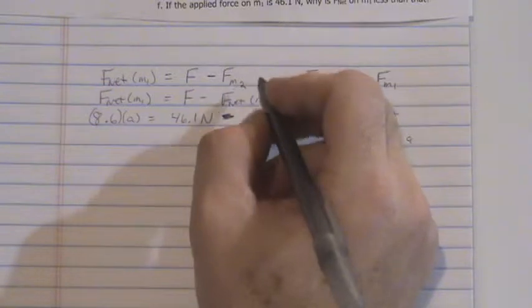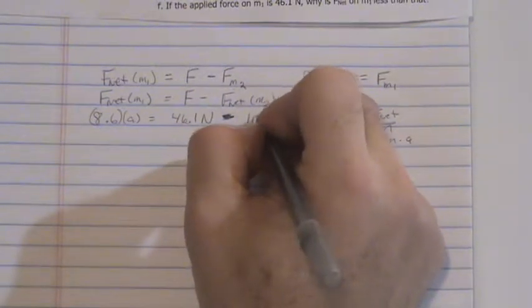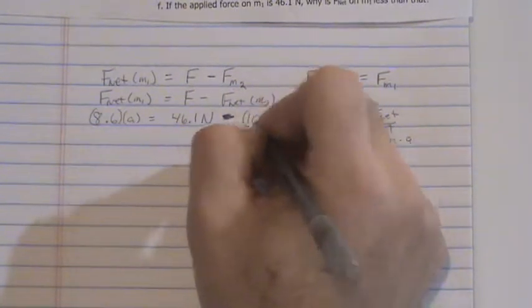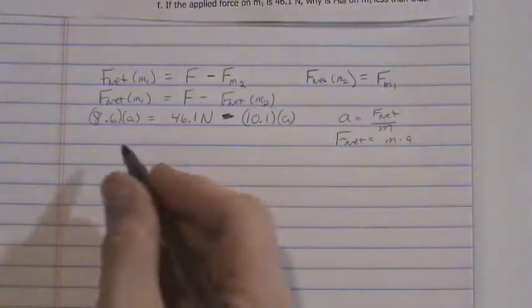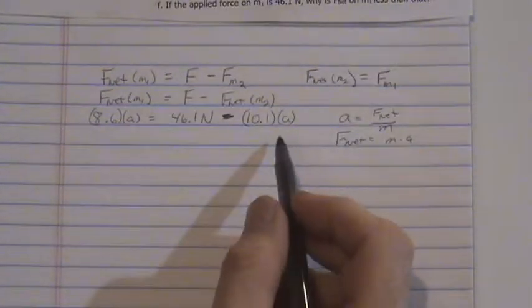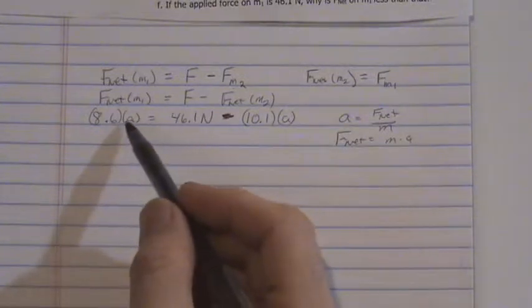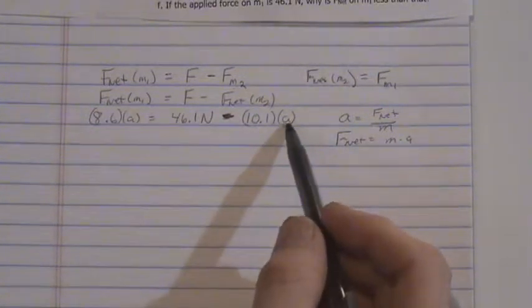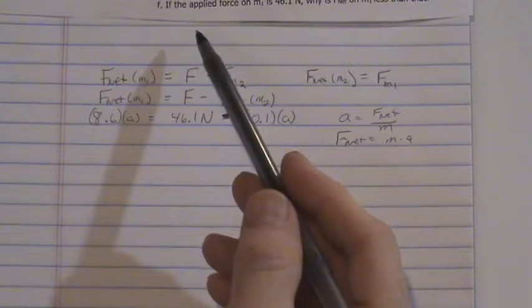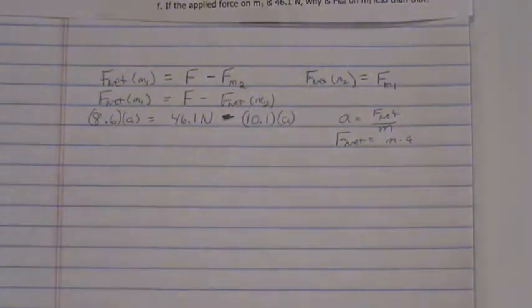The net force on M2 is 10.1 kilograms times the acceleration. So this is the net force on M1, this is the net force on M2. Now the thing is, both of these accelerations are going to be the same. If we're pushing on a set of boxes in contact with each other, they're going to act like a single box. The first box, let me just go back up to the drawing again.